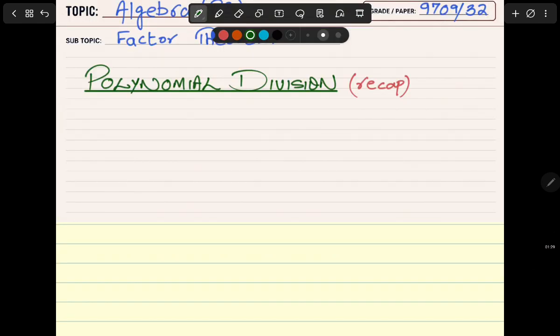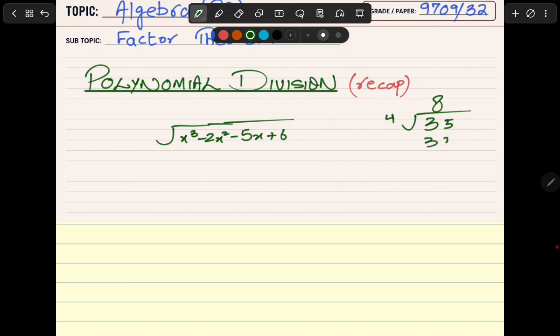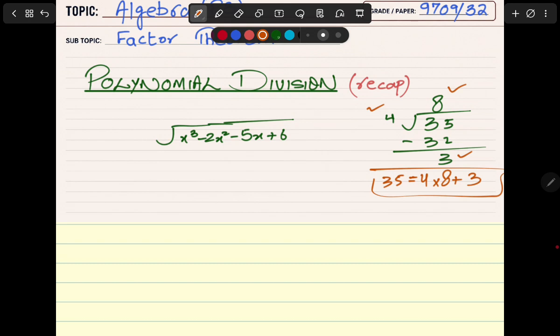So let's begin. Now, let's revisit the polynomial division that we did in our last lesson. Suppose we are dividing a cubic polynomial, x cubed minus 2x squared minus 5x plus 6. Now, I did it with our regular numbers. For example, 35 divided by 4 is what? It is 4 times 8 is 32. You subtract it from here because the process is the same, right? So now we can rewrite this 35 as 4 times, which is the divisor, times the quotient plus the remainder, right? We can rewrite it like this.